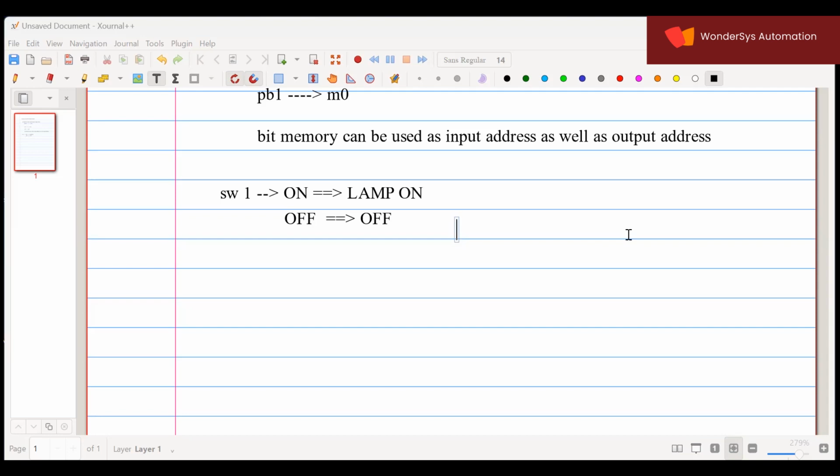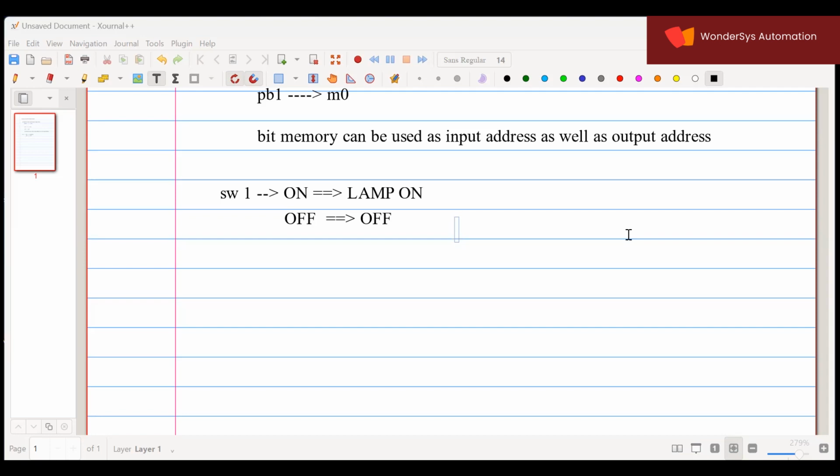Input address can be repeated at the input side. Output address cannot be repeated at the output side, but can be repeated at the input side, okay? And LHS is dedicated to inputs and RHS is dedicated to outputs. Remember this whenever you are writing the program, okay?